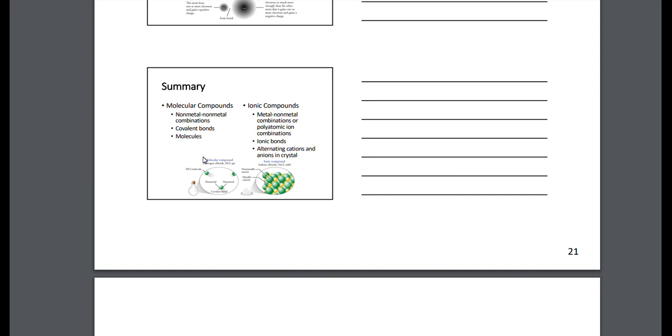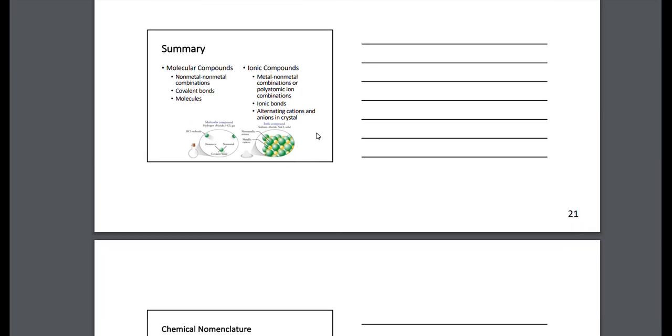Ionic compounds, on the other hand, are a metal to non-metal combination, or it could also be a polyatomic ions combination, like the ammonium when it comes to the polyatomic cations, if you want to call it, and also the polyatomic anions, which is from the table that we mentioned earlier. It forms ionic bonds, of course, with alternating cations and anions in a crystal. So it basically has a crystal formation where the cations and the anions surround each other.